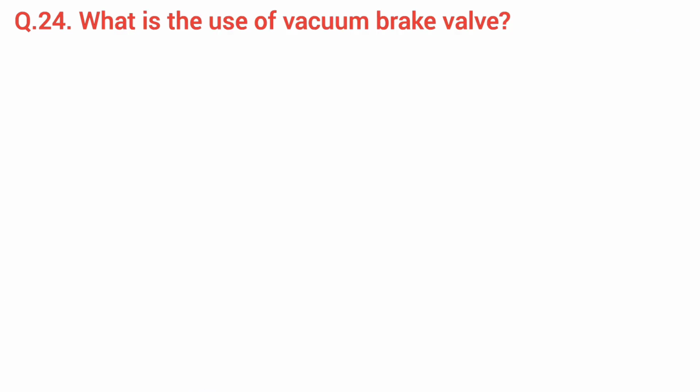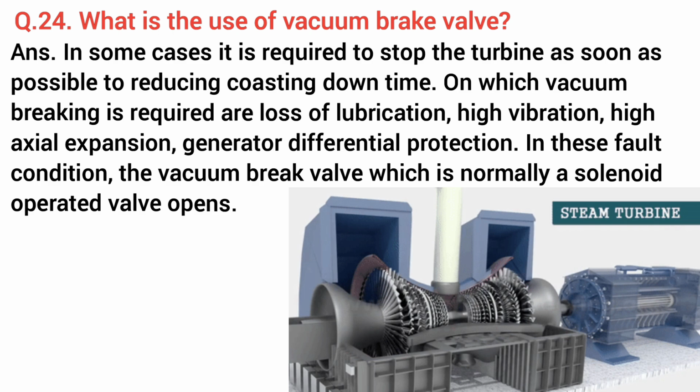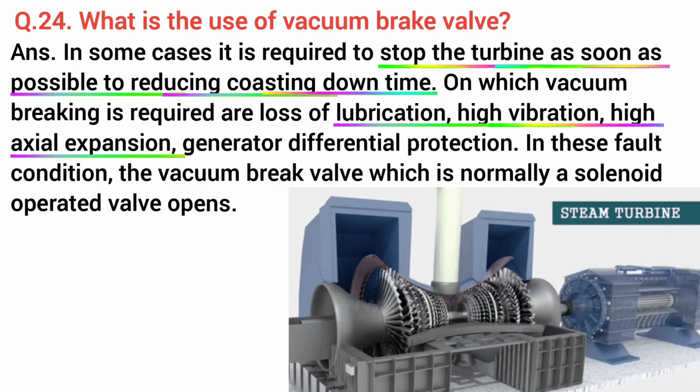What is the use of vacuum brake valve? In some cases, it is required to stop the turbine as soon as possible to reduce coasting down time. Conditions on which vacuum braking is required are loss of lubrication, high vibration, high axial expansion, generator differential protection. In these fault conditions, the vacuum brake valve, which is normally a solenoid operated valve, opens.